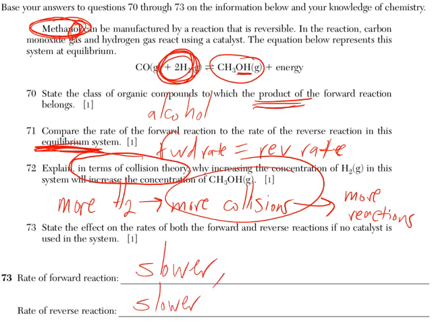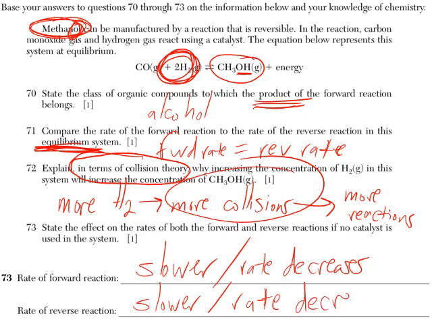You could also describe it as a reaction, the rate decreases. Catalysts make it go faster, so no catalyst would make it go slower.